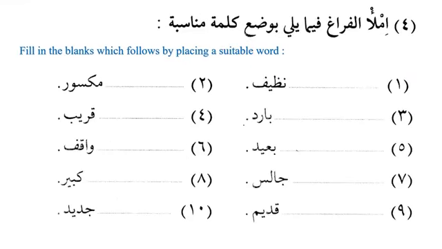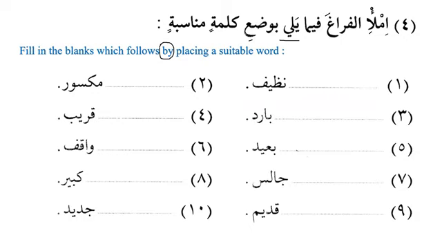Excellent. Okay, now again, we can see over here that we have to connect imla. And when we connect it, it will be imla il-faragha fima yali biwad'i. And now we have to put kasratain over here, biwad'i kalimatin munasibatin, because it's a common noun. So we put kasratan over there. Biwad'i kalimatin munasibatin. Fill in the blanks, which follows. So imla means fill. Al-faragha, the blanks. Fima, which. Yali means follow. Biwad'i, by placing. Ba, here it is translated as by.